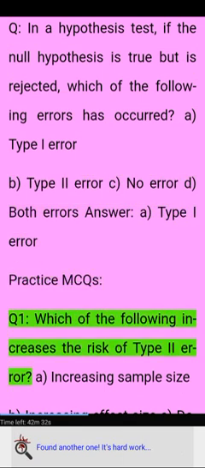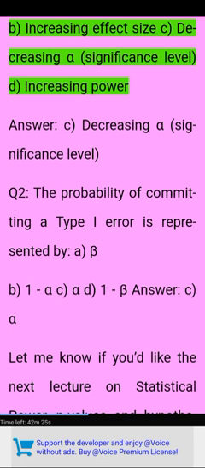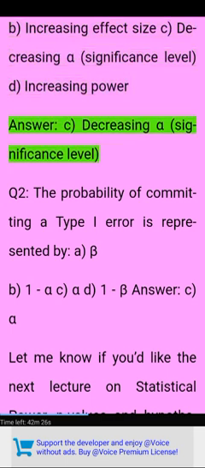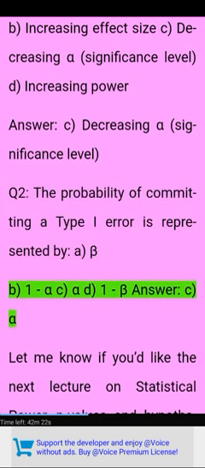Practice MCQs. Q1. Which of the following increases the risk of type 2 error? A. Increasing sample size. B. Increasing effect size. C. Decreasing alpha, significance level. D. Increasing power. Answer. C. Decreasing alpha, significance level. Q2. The probability of committing a type 1 error is represented by A. Beta. B. 1 minus alpha. C. Alpha. D. 1 minus beta. Answer. C. Alpha.